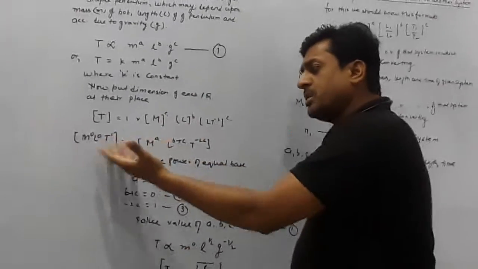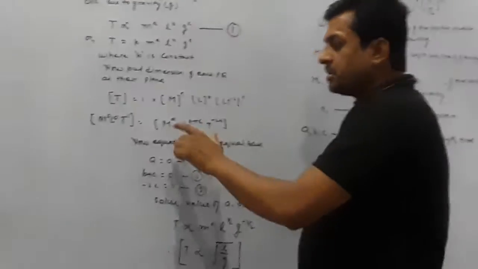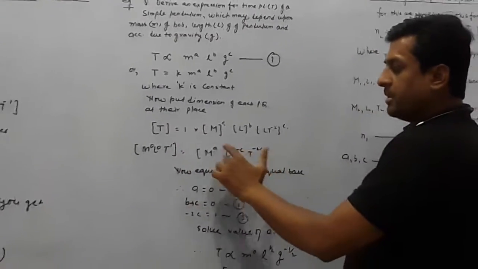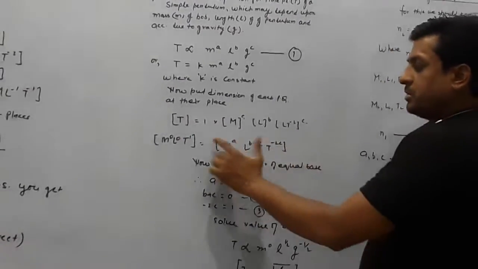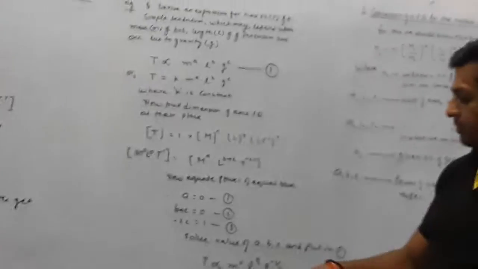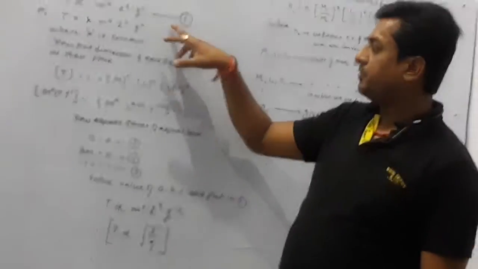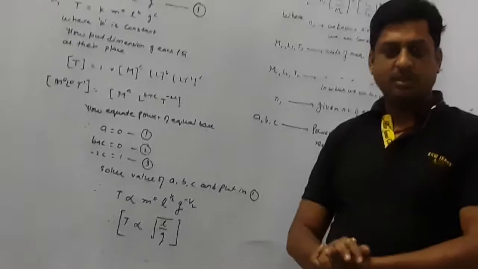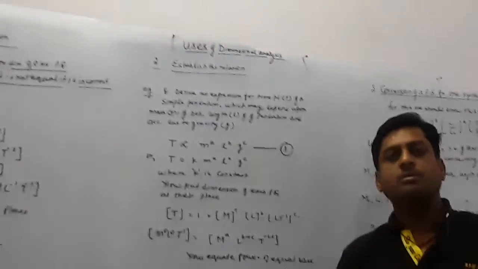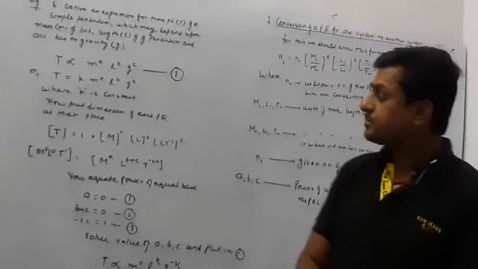Now on both sides, look at the bases, and for equal bases equate the powers, like M and M is here, so a equals 0, b plus c equals 0, minus 2c equals 1. Solve for the values of a, b, c. You will get a equals 0, b equals half, c equals minus half. Put these values in the first equation, you will get this result. In this way, you can solve this particular problem if you want to establish a relation between physical quantities.